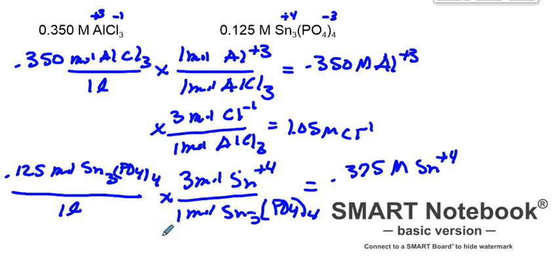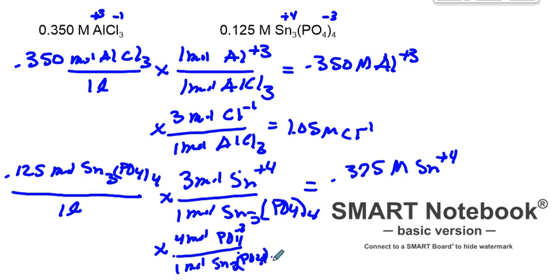Now likewise, I'm going to cheat again. I'm going to do this other one down here. We're going to say times, now I'm getting 4 moles of phosphate, so 4 moles of PO4 -3 per 1 mole of tin phosphate. Okay, and that equals 0.500 molar phosphate ions.